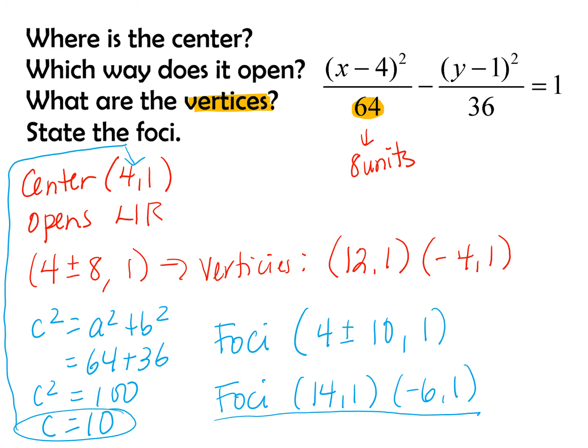So to recap, we found the center just from looking at the equation. We knew that it opened left or right because the X term comes first. We found the vertices by looking at that 64, taking the square root, and seeing that was 8, so it's going to lie 8 units away. The vertices will lie 8 units away from the center along the x-axis or the horizontal axis. And then the foci, once we find the value of C, it's that many units once again to the left and right from the center.